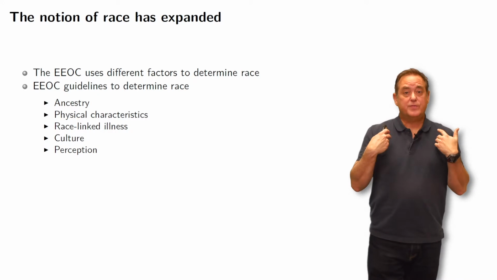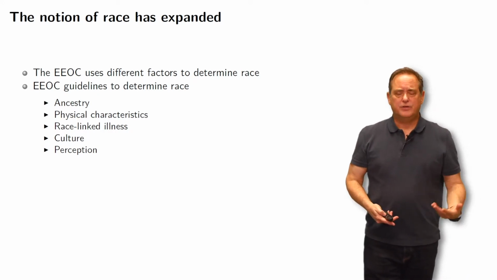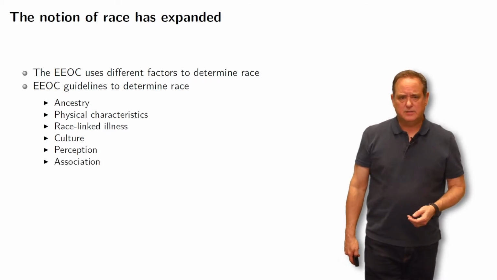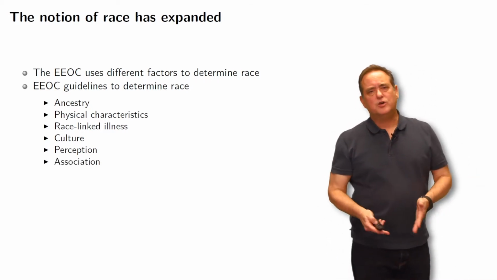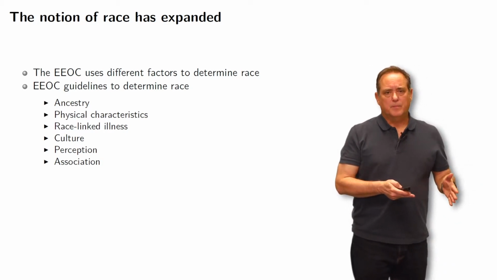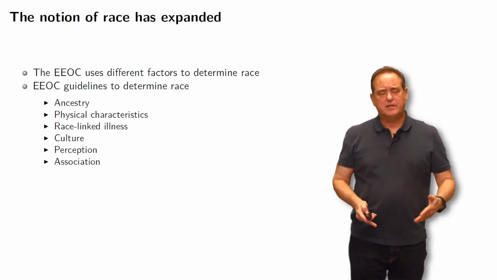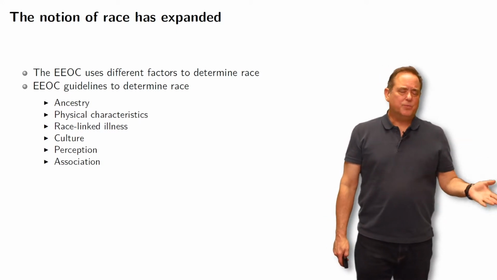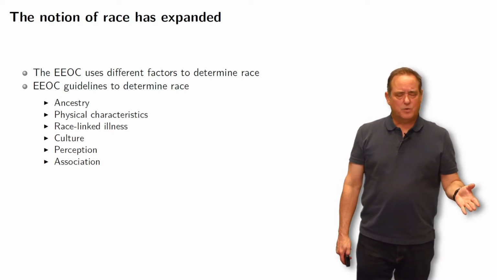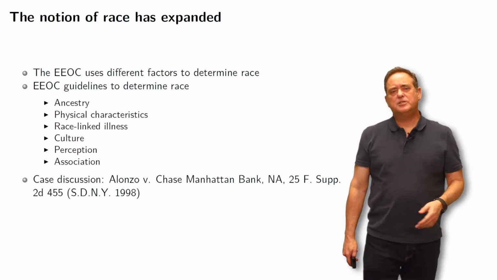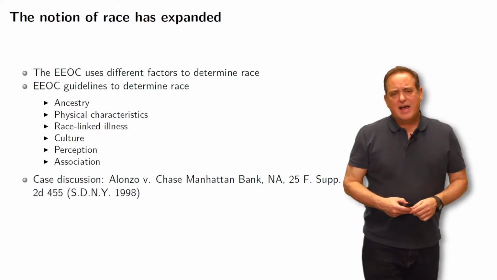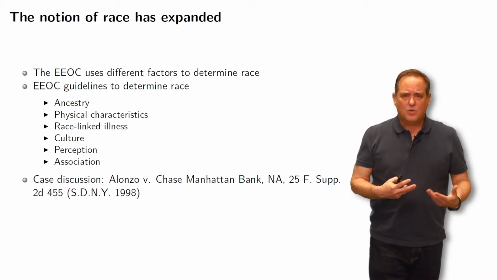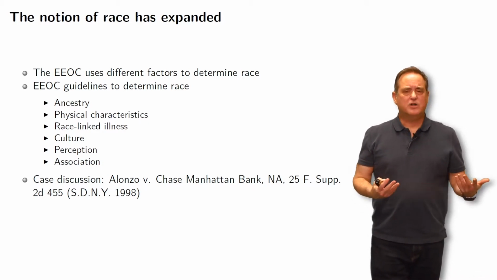Perception. Not what do you think of yourself, but what do others think of you? That could lead to a claim of race discrimination. Association, who is it that you associate with? What do those people consider themselves to be in terms of race? So establishing race, which at one point seemed to be a pretty straightforward issue, has become much more difficult. And in fact, the idea of what is race? Is race ethnicity, or is it something different? Well, courts have struggled with that.